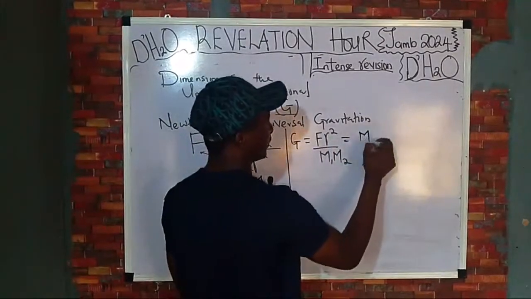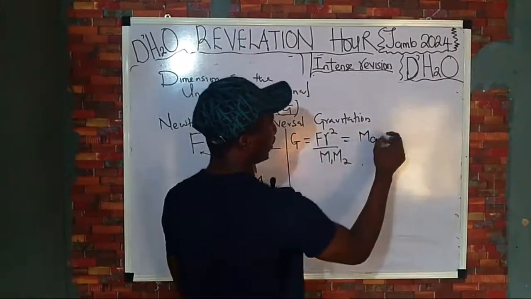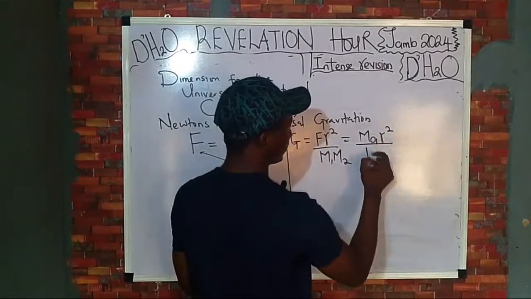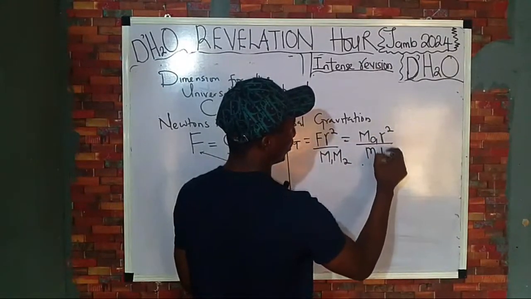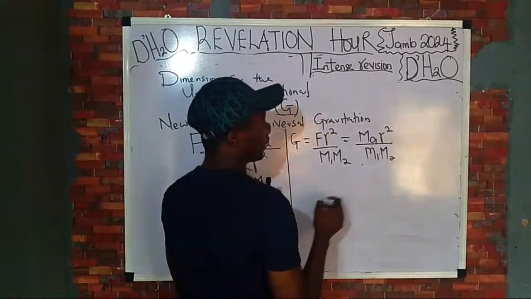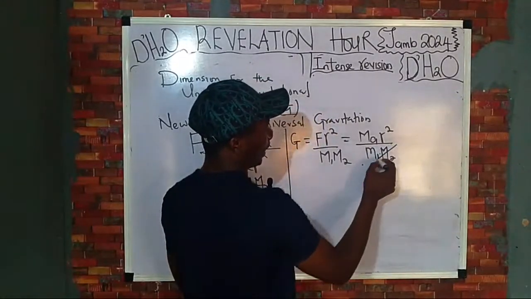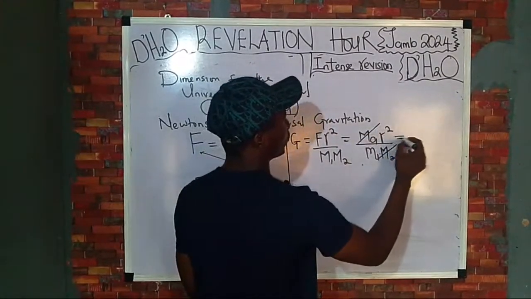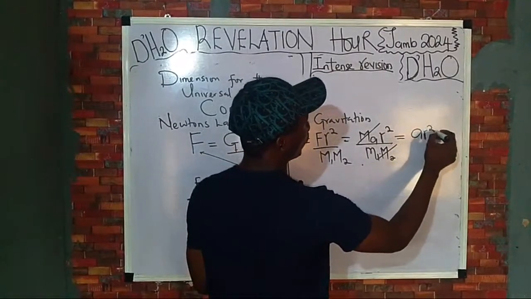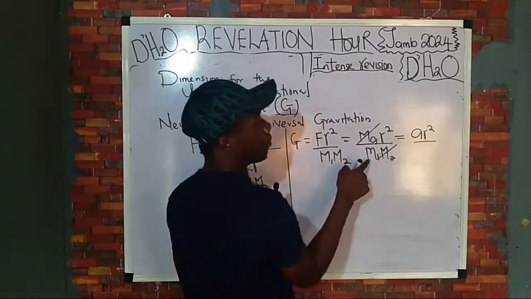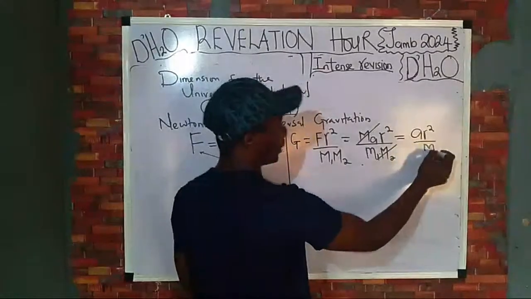Now let us begin to break it down. Force is mass times acceleration. Radius is also radius. And this is mass times another mass. Now I can use this mass to cancel this mass, so I'll be left with a r squared over, this is now remaining one mass. So let us just put it like that.